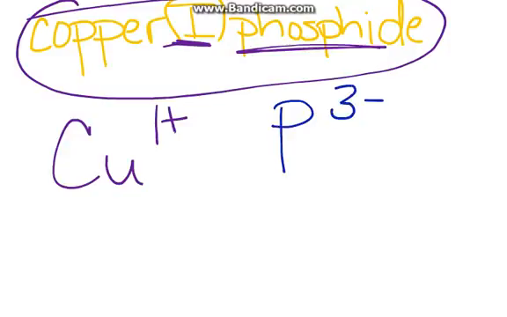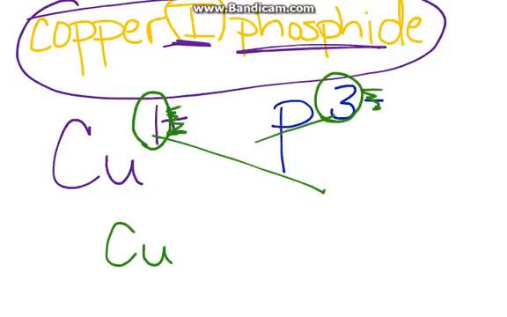Now you go back to what you just learned in a video previously, and you crisscross. You take this number and this number, and you crisscross. The only reason why you look at the charges is to see which one comes first whenever you write it. This is the positive one, so copper comes first. Then you get rid of the charges, and then you crisscross down those numbers. So beside copper, you're going to have a 3. Beside phosphorus, you're going to have a 1. We don't have to write that 1, though, because obviously we know it's 1. We wouldn't take the time to write it.